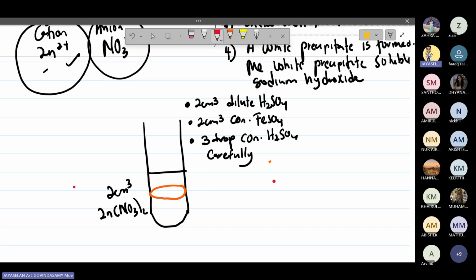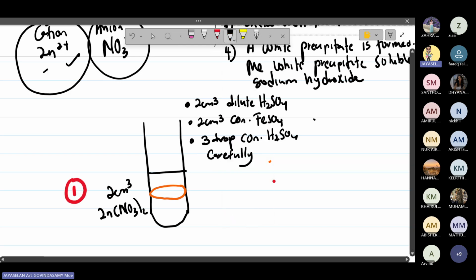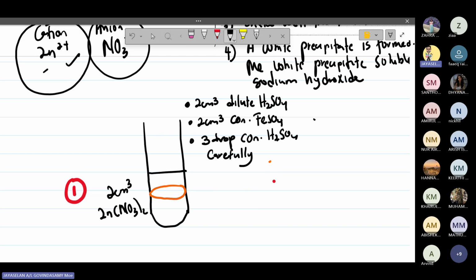Okay, cara nak uraikan, first, add 2 cm power 3 of zinc nitrate solution into a test tube. Point 1. Okay, then next point, add 2 cm power 3 of dilute sulfuric acid followed by 2 cm power 3 of concentrated iron 2 sulfate solution. Okay, you already score point number 2. Point number 3, add 3 drops of concentrated, 3 titis saja tau. Concentrated sulfuric acid carefully. Cukup.